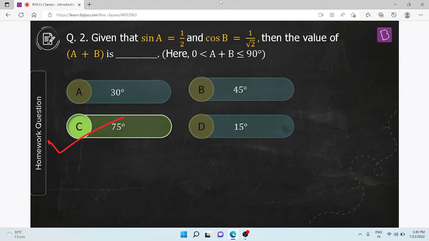Well done, Skand, Devraj, Sakshi, Bhumi, Utkarsh and Shreya. Well done, students. Absolutely correct answer. It will be option C 75. And well done, Shreya, for the very quick answer.